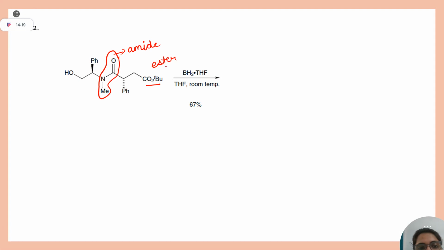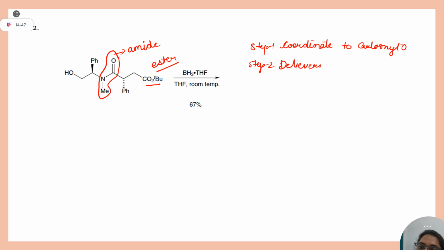Now, in the previous slide I have told you the mechanism of how electrophilic reducing agents behave. Step 1, coordinate to the carbonyl oxygen. Step 2, delivers hydride to it. Okay.